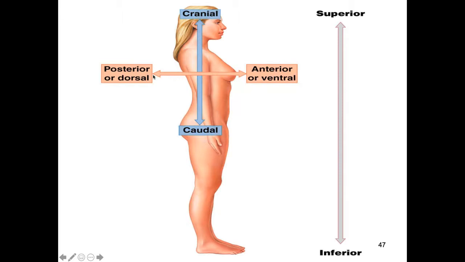Anterior and posterior. Anterior is the front of the body, posterior is the back of the body. When we move superiorly, we can get to the cranial portion. When we move inferiorly, we can get to the caudal, which means tail. Again, superior and inferior.